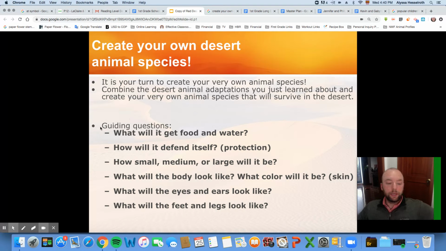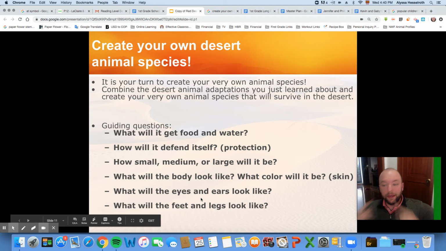Okay, so here we have some guiding questions for you. How will it get food and water? How will your animal defend itself? What will it use for protection? Will it be small, medium, or large? What will the body look like? Will it have fur, scales, or spikes? And what color will the body be? How will it blend in?